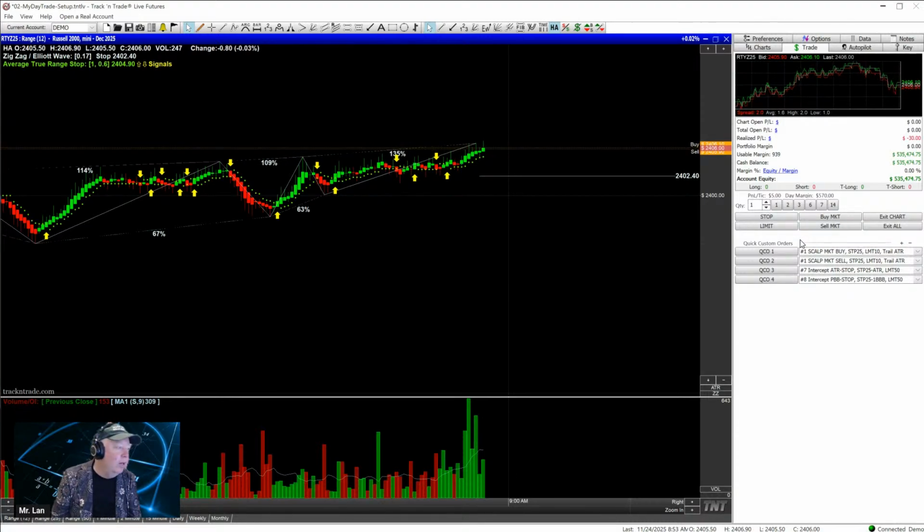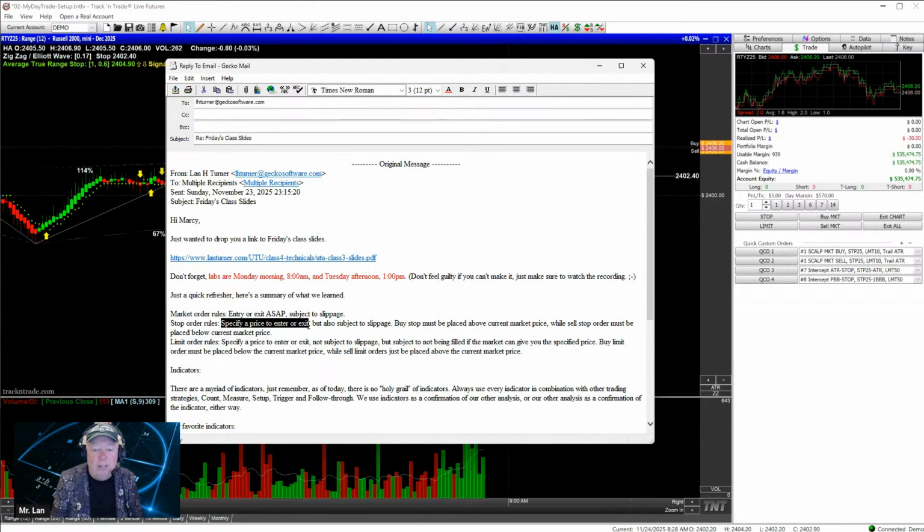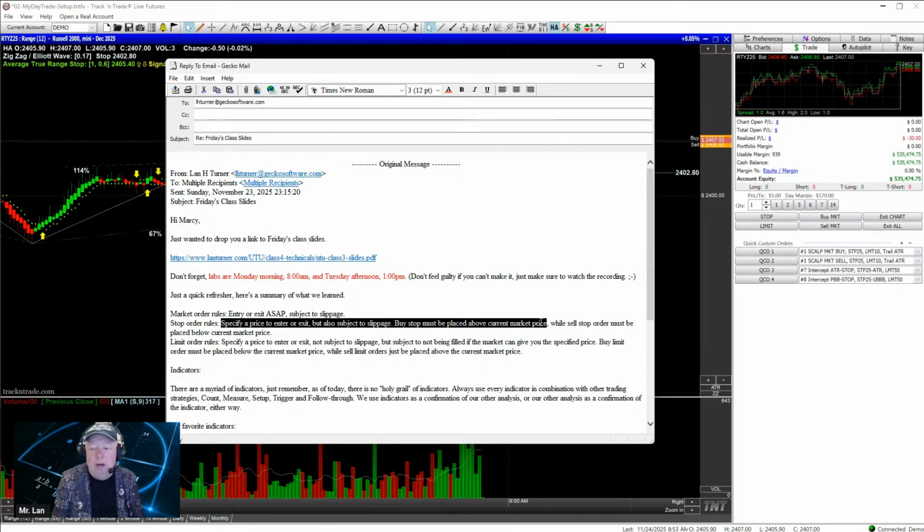is the stop order. Now remember, if we look at our little email that I sent you, and remember the slide that we put up there, a stop order, the rules specify a price to enter or exit on, but also subject to slippage because it becomes a market order, remember? Buy stops must be placed above our current market, while sell stops must be placed below the current market.